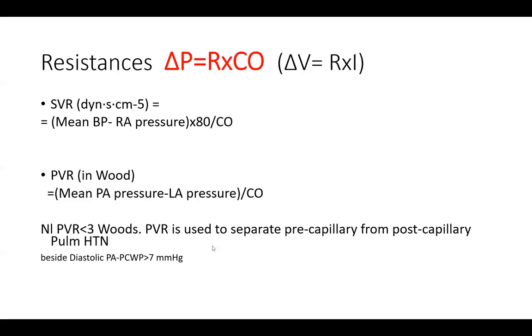I think beside PVR, I mentioned the other time, using the gradient between diastolic PA and wedge pressure, which normally should be equal, but when diastolic PA is higher than wedge by 7 millimeters of mercury, that also implies pre-capillary pulmonary hypertension and is at least as valid an assessment of pre-capillary pulmonary circulation and hypertension as PVR. So I hope everybody understands that. That's very important.